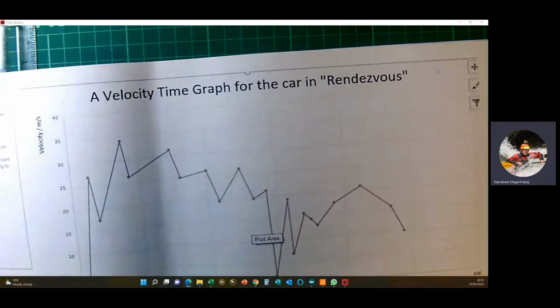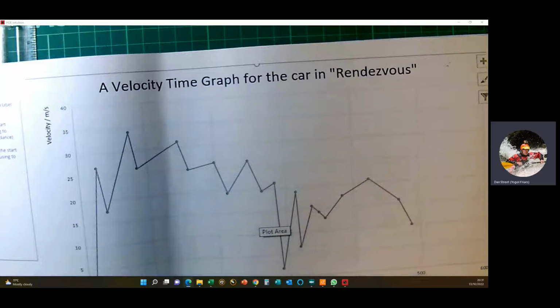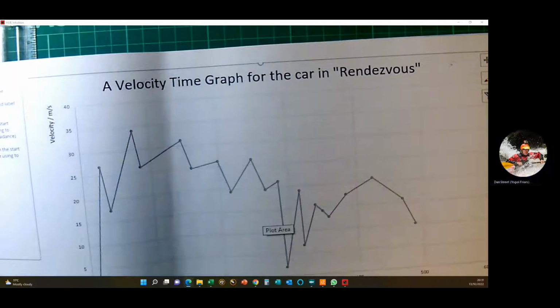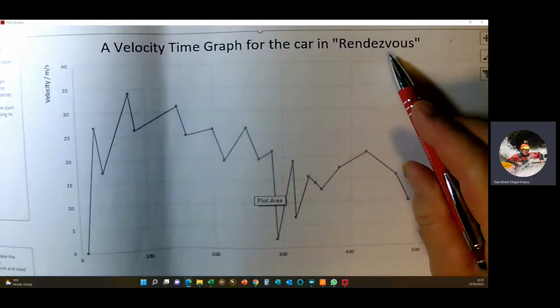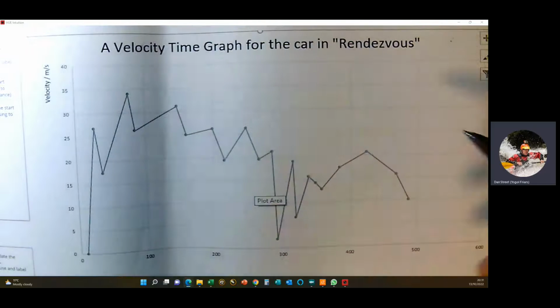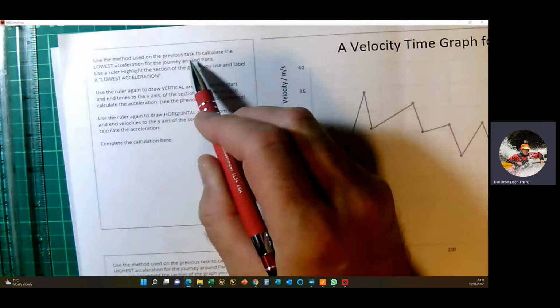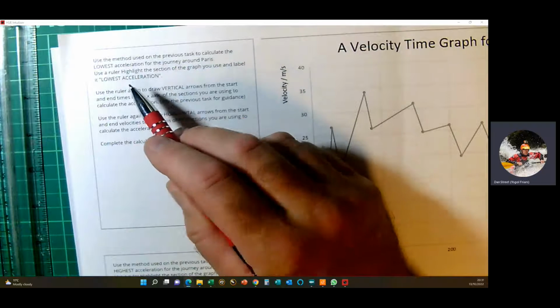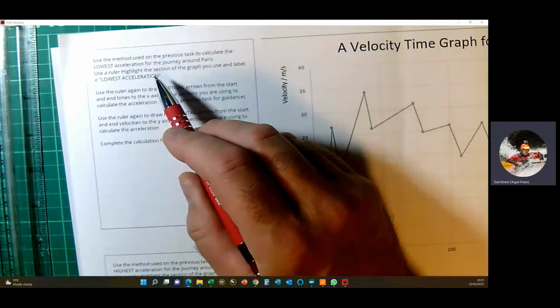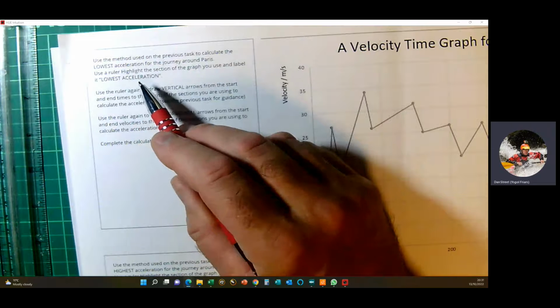Okay, so this task here is about recognizing important features of a velocity time graph. This particular graph was created by tracking the car around the streets of Paris in the film Rendezvous. So it shows the various velocities as he drives around famous landmarks in Paris. But what you need to do is to use the method in the previous task to calculate the lowest acceleration for the journey around Paris. Use a ruler, highlight the section of the graph you use, and label it lowest acceleration.